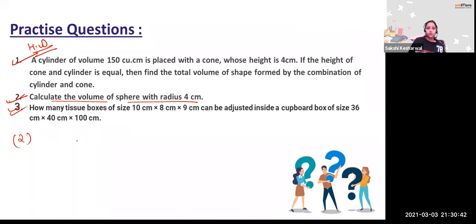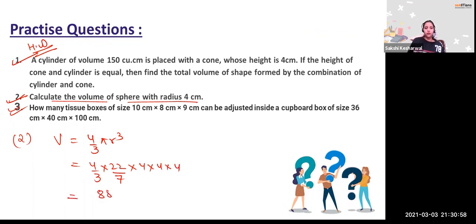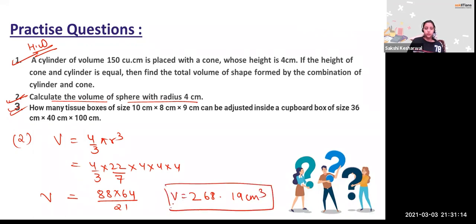It says calculate the volume. So volume is equal to what? 4 by 3 pi r cube, right? So it is equal to 4 by 3 into 22 by 7 into 4 into 4 into 4. So after the tough calculations, you will get your answer as 88 into 64 divided by what, beta? 21. So volume is equal to 268.19 centimeter cube. This is the answer you will get, right?